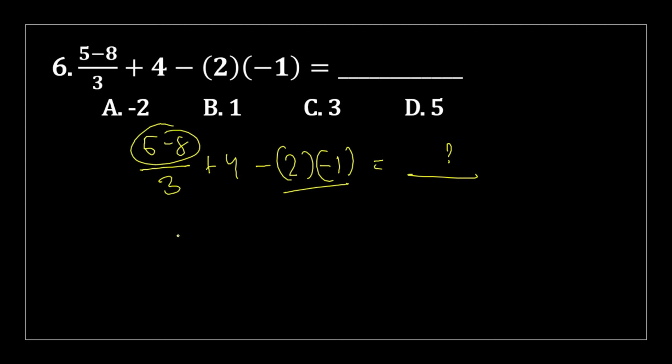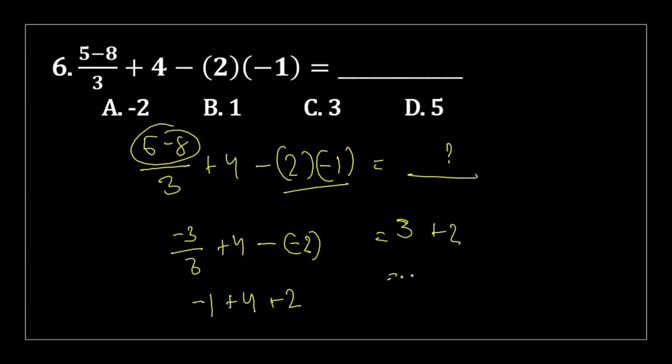So 5 minus 8 is negative 3 over 3 plus 4. So 2 times negative 1 is negative 2. So we have negative, negative. Now negative 3 divided by 3 is negative 1, plus 4, so plus 2. So we do this, negative 1 plus 4 is 3 plus 2. So the answer is that.